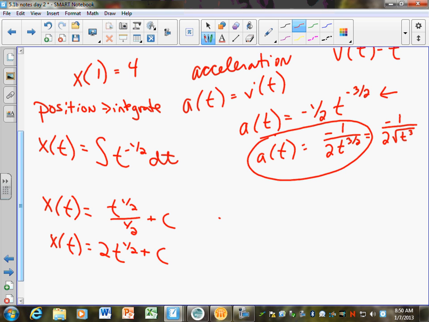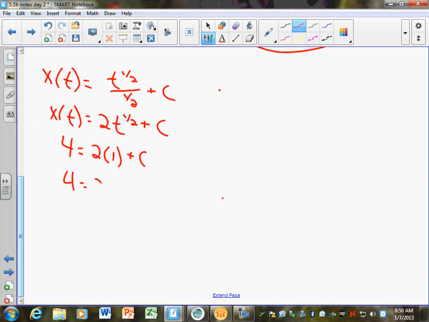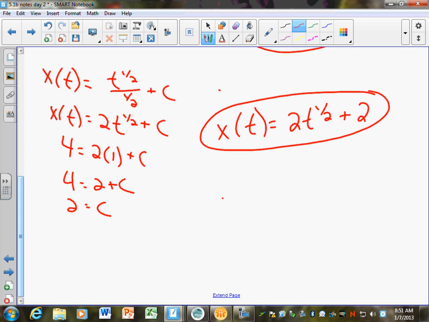And they tell me that its position is 4 at time t equals 1. So that means that this would be 4 when this is 1. And 1 to the 1/2 is just 1. So I actually had to do a little bit of work on this one, not too much. C equals 2. So, what do I have here? 2t to the 1/2 plus 2 would be that original function.